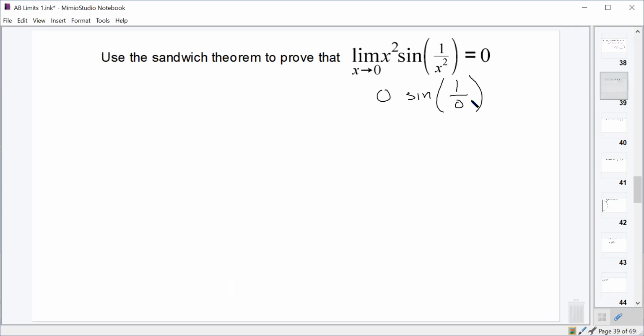Well, what is 1 over 0? Undefined. 1 over 0 is undefined, right? We might say that it's approaching infinity. And what happens to the sine function, and we'll talk about that later, as it goes towards infinity? Well, it goes up and down and up and down and up and down, right? Just oscillates back and forth like a sine function does. Yeah? So is there one specific value this is approaching?